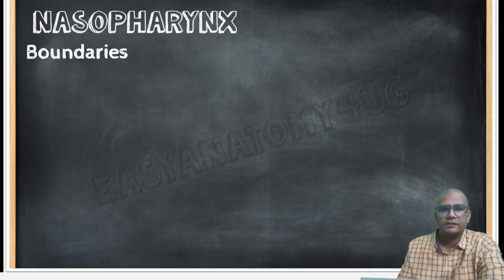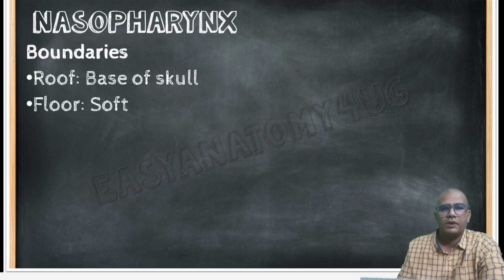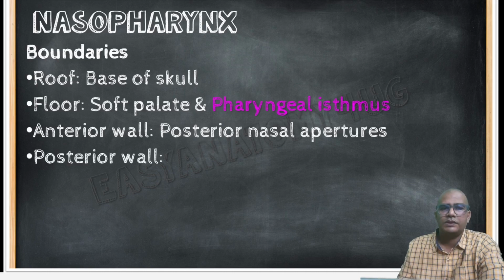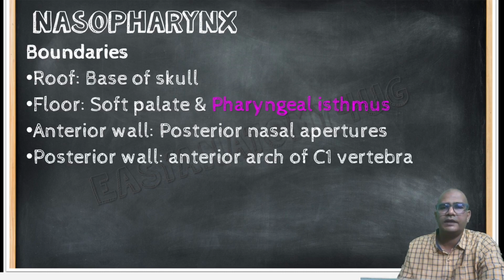So let us discuss a few things about each of the subdivisions. Nasopharynx, what are the boundaries of the nasopharynx? You can see the diagram and name the boundaries. The roof, it is base of the skull. Floor, it is soft palate and pharyngeal isthmus, as you can see in the diagram. Anterior wall, it is formed by the posterior nasal apertures, and posterior wall, it is formed by the anterior arch of the C1 vertebra.